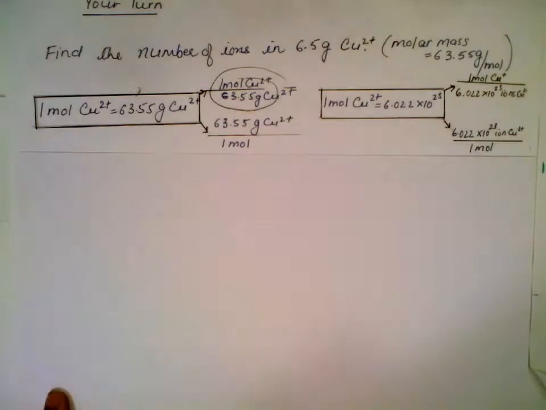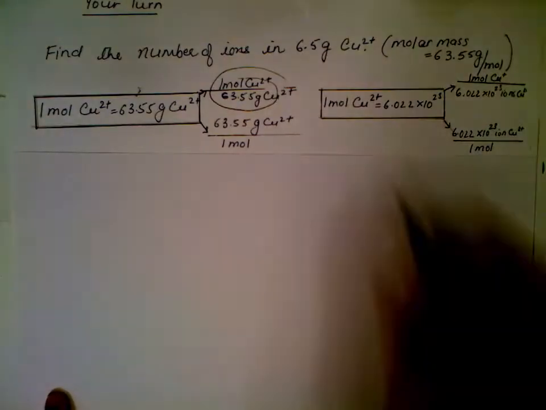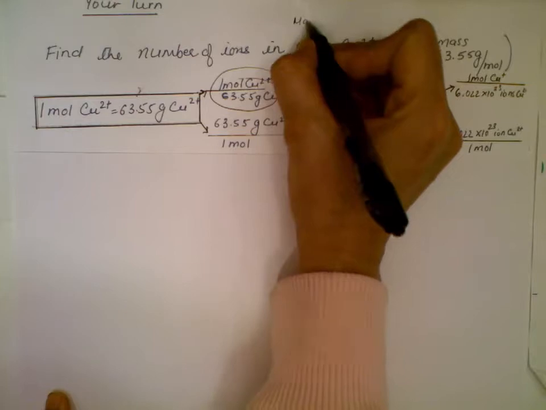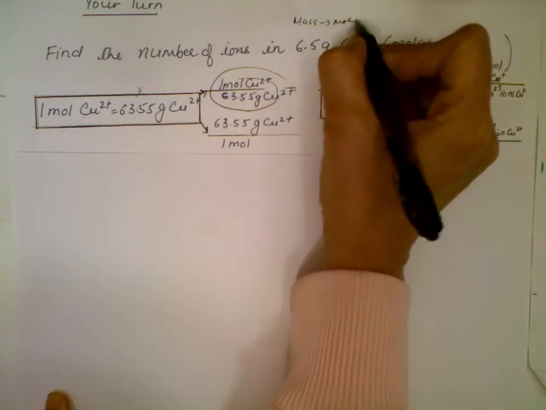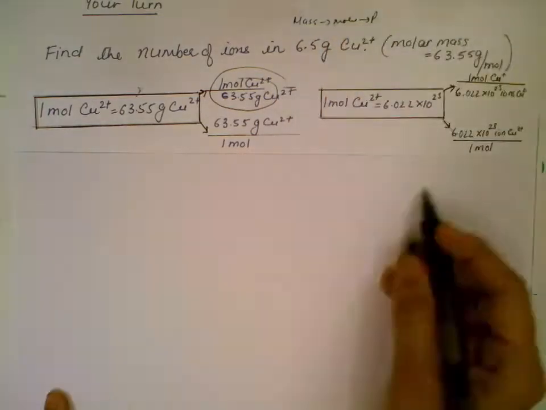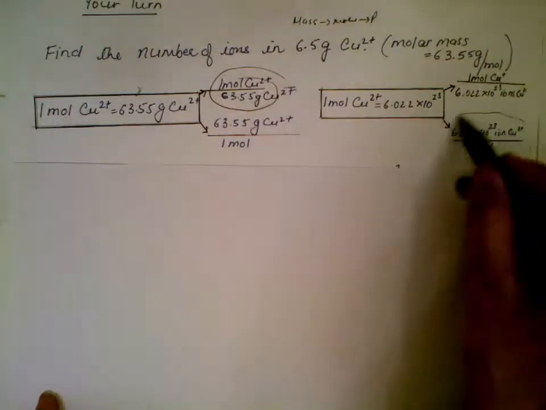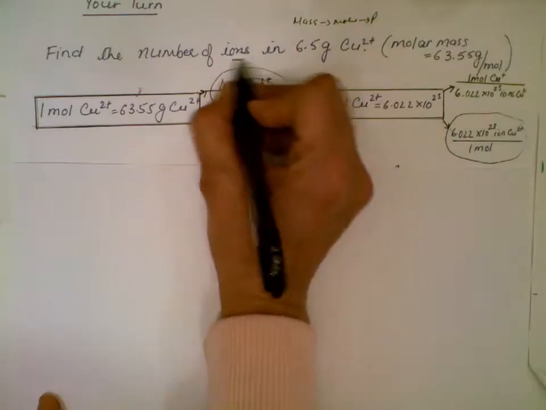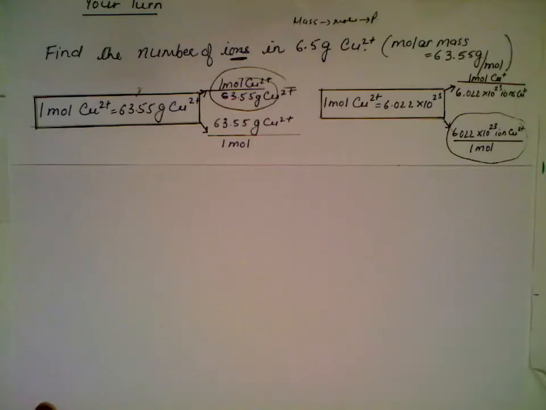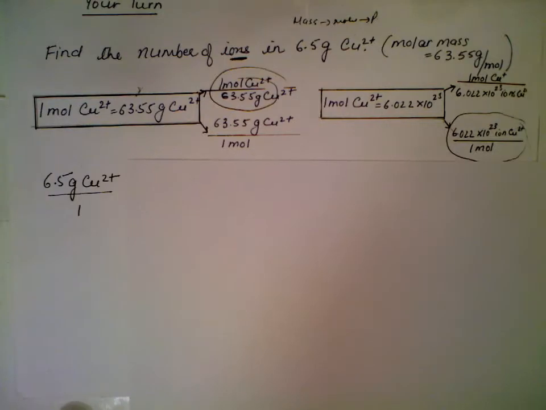So once again, it's the same process, mass to moles to particles. This is moles, this is particles, this has particles at the top. In this problem, our particles are ions. As I told you earlier, particles can be ions, formula units, molecules, or atoms. Next step is you're going to start out with the given. What is our given? 6.5 grams of copper ions. So right here.